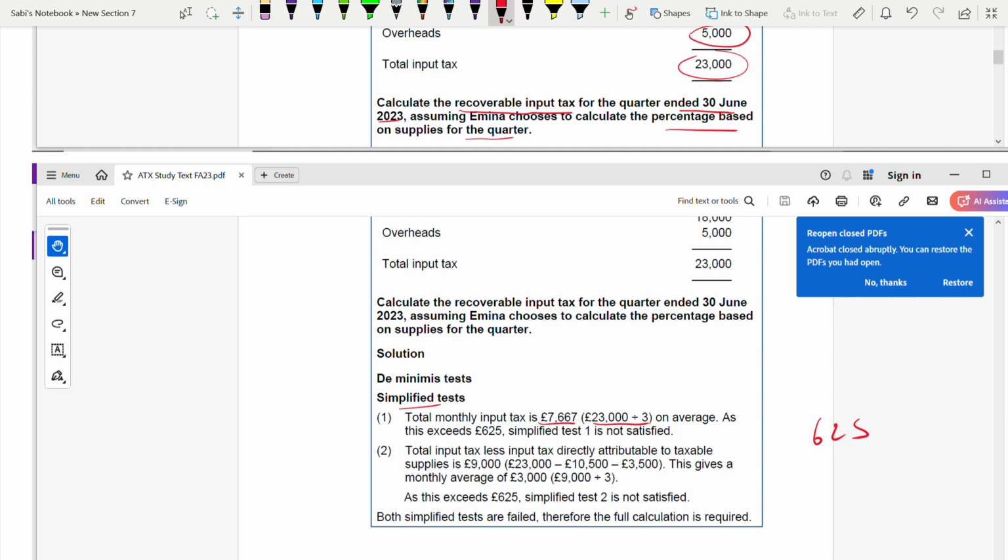Okay, per month, because in a quarter there are 3 months. So if you want to find per quarter, you have to divide by 3. The quarterly figure you have to change to monthly, because we want the monthly. So total monthly input tax is this. This is also monthly. That's why you have to see whether it is exceeding this. So it is exceeding. Because it is exceeding, it is not satisfied. Remember, it should not exceed for you to recover input tax, but it is exceeding.